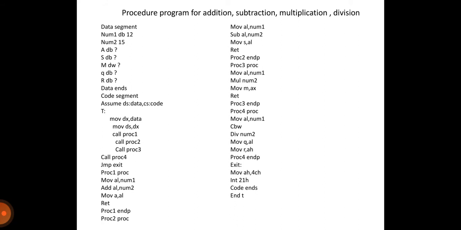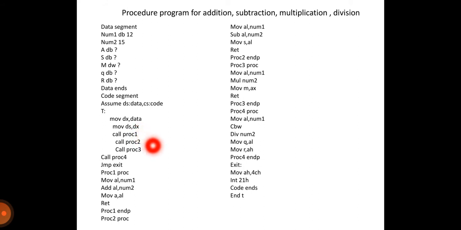Now this is the procedure for addition, subtraction, multiplication and division. This question is asked in the manual. I have taken num1 and num2, and we have to perform addition and store the value in A. Subtraction, we store the value in S. Multiplication, we store the value in M. And for division, the remainder will be stored in R, and the quotient will be stored in Q.